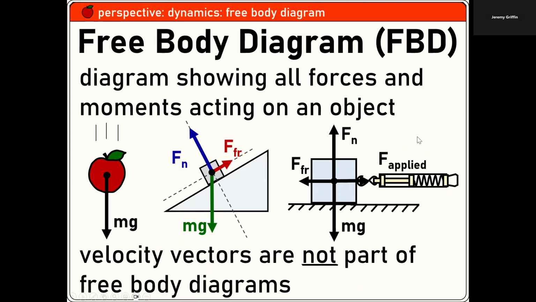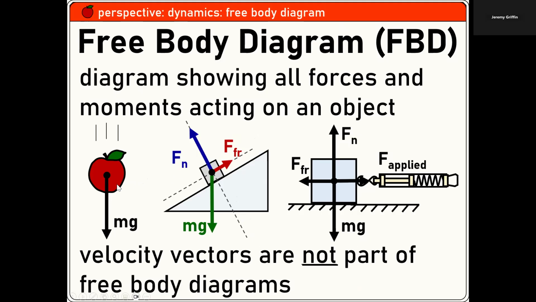All right, free body diagrams. These are a big deal. This is a diagram that labels all the forces and moments acting on an object. A moment could just be a torque, so it's the turning version. Sometimes these are called force diagrams if you just label the forces. Normally I'm just talking about forces. Now, a really important aspect of this.